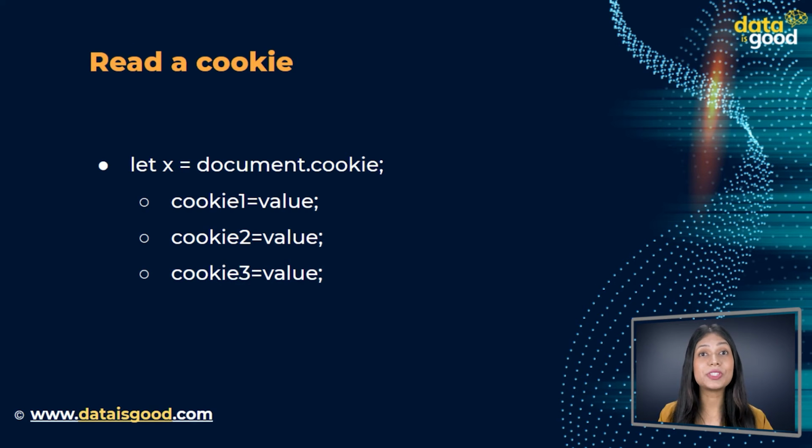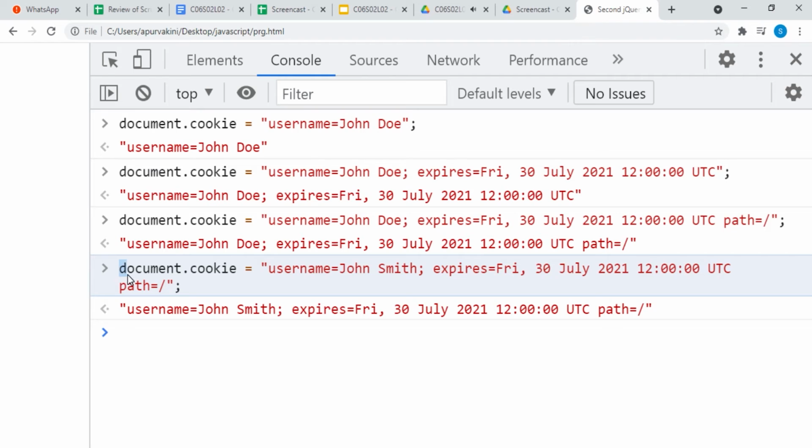Now sometimes you need to change certain cookies. So let us see how we can do that. document.cookie = "username = John Smith; expires = Friday, 30th July 2021, 12 UTC; path = /". So you can change a cookie the same way as you created it. Here we change the value from John Doe to John Smith.